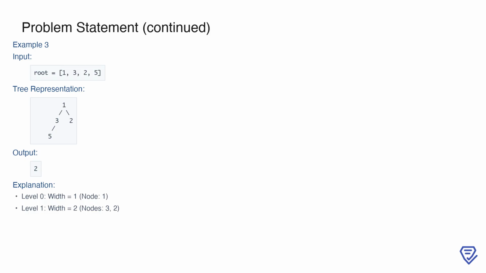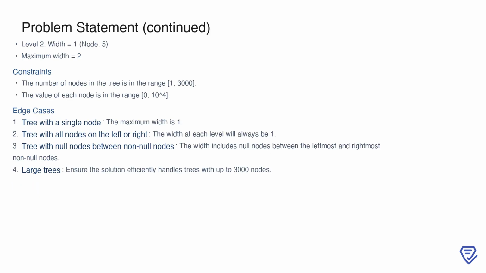Here's why. At level 0, the width is 1 because there's just the root node. At level 1, the width is 2, as there are two nodes, 3 and 2. At level 2, the width is 1 because there is only one node, 5, and no other nodes at this level. Therefore, the maximum width of the tree is 2.